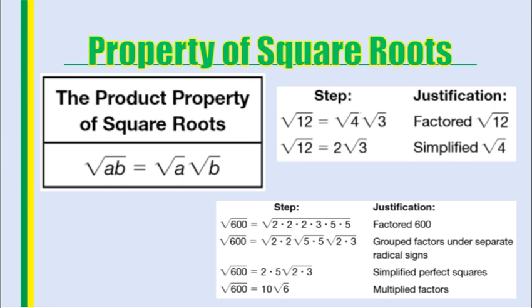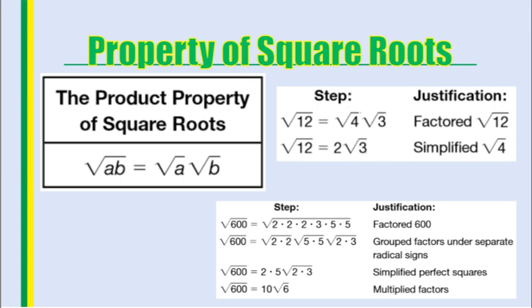The product property of square roots says if you have a radical, such as the square root of a times b, you can break them apart and have that as the square root of a times the square root of b. So you're just really breaking down the factors. Just like you would do a factor tree when you're doing prime factorization, it's the same thing with radicals.